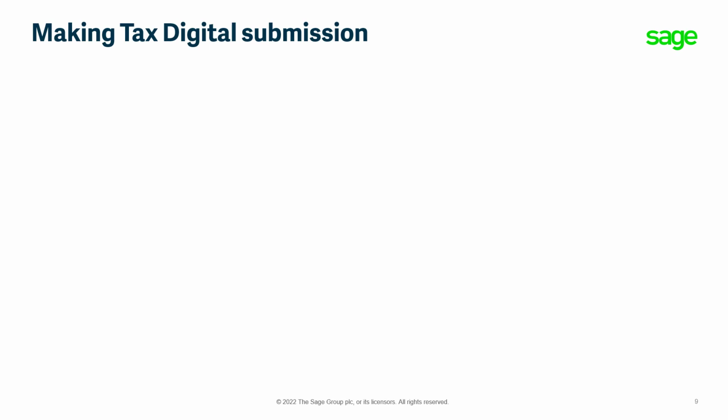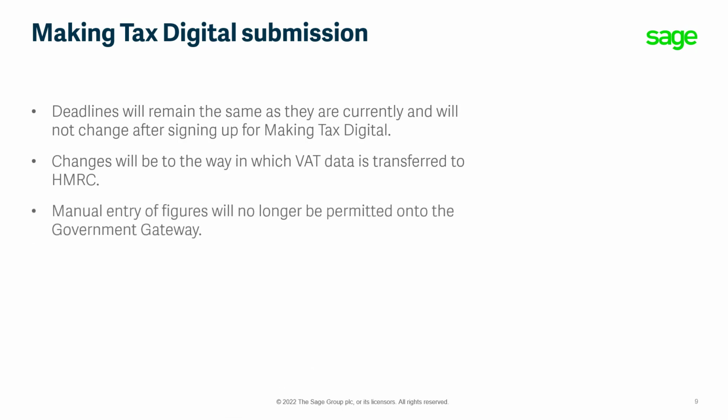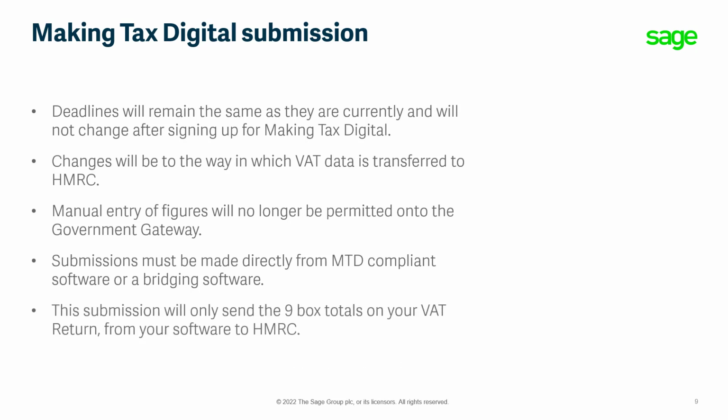And then we have the Making Tax Digital submission. First, there will be no change to the frequency of submission or the deadlines in place after registering for Making Tax Digital. The only change you may see is that you can no longer log on to the HMRC gateway to manually enter the figures, and you must submit direct from your software. Doing this should help you to streamline the process and reduce the likelihood of errors. The Making Tax Digital submission will transfer the 9-box total figures from your VAT return in your software to HMRC on your behalf.